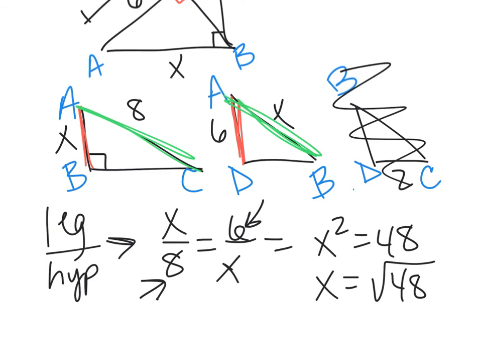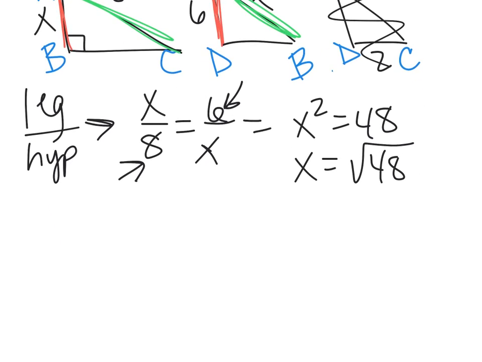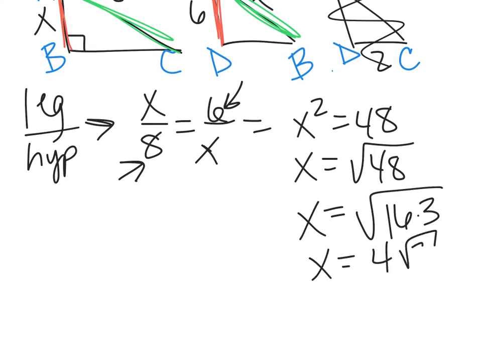Ooh, and 48 has some perfect squares in it, so we can simplify that radical. Let's see, what is that, 12 times 4 or 16 times 3, right? So x is 4 square roots of 3. Or what do they say? They give me about 6.9, 4 times 1.7. Yeah, I guess that's about right.